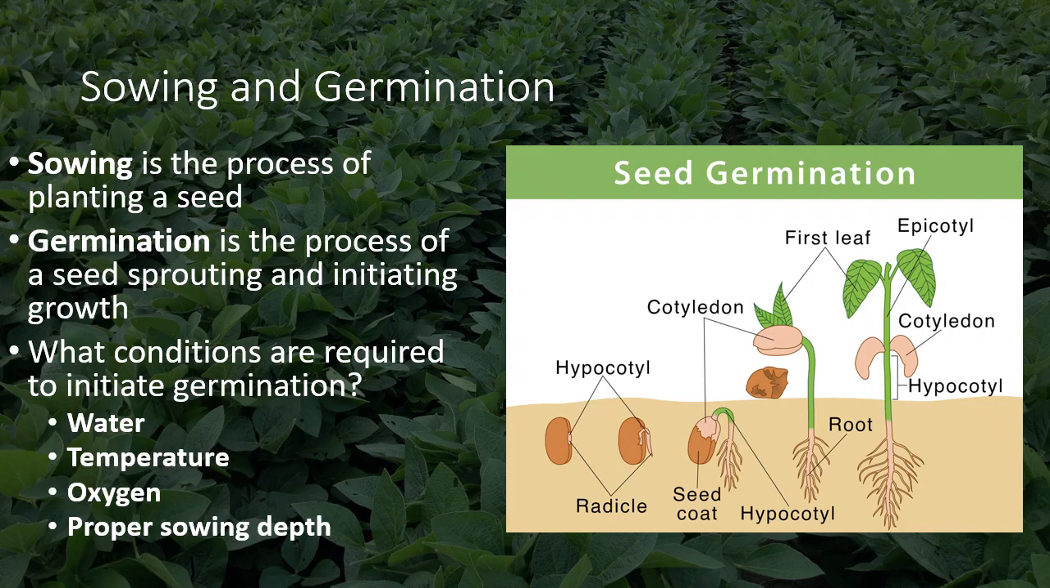And we've got really specific conditions that are required for that process to occur. We have to have water, we have to have the right temperature, we have to have oxygen, and we have to have the proper sowing depth.